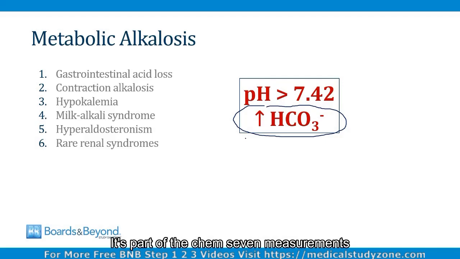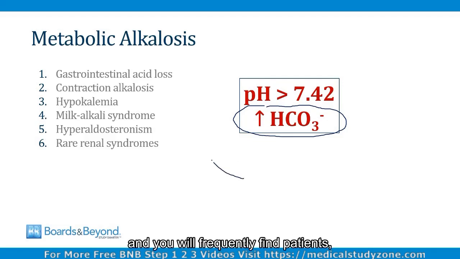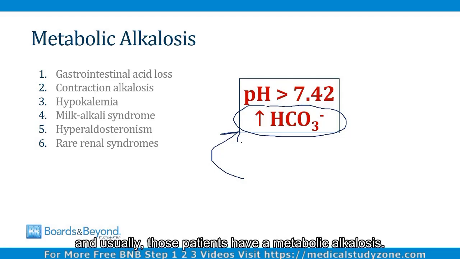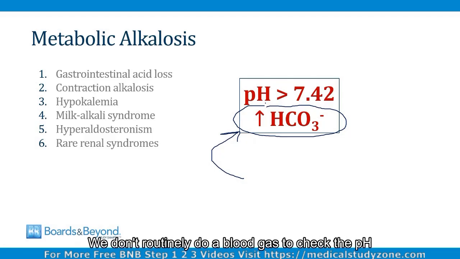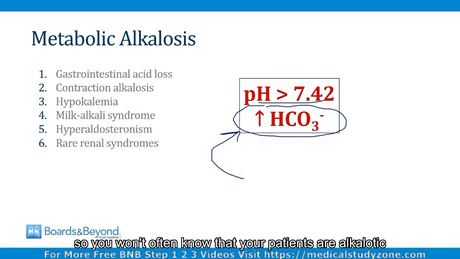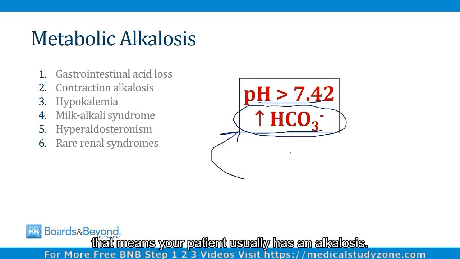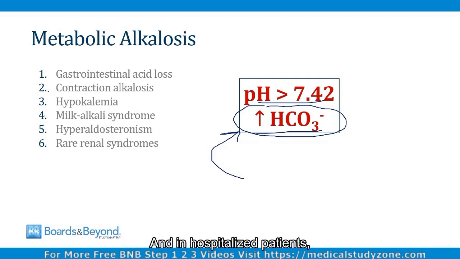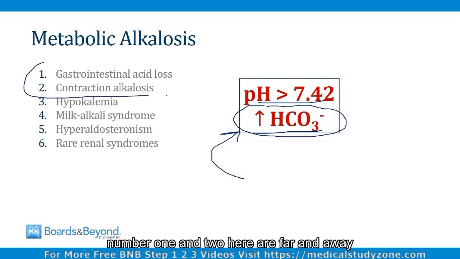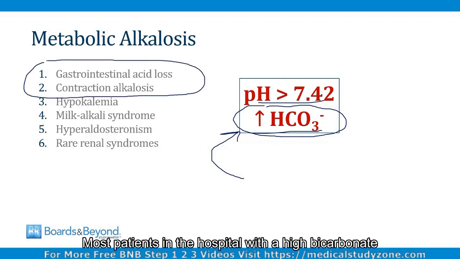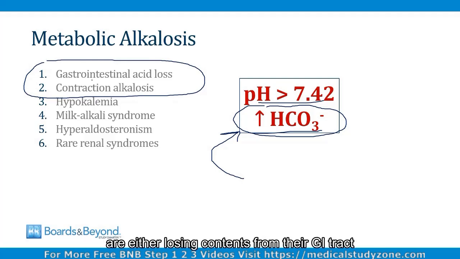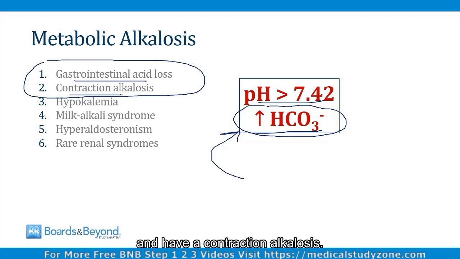It's part of the Chem7 measurements that include sodium and potassium. So this is measured almost every day in patients in the hospital, and you will frequently find patients where the bicarb is high, and usually those patients have a metabolic alkalosis. We don't routinely do a blood gas to check the pH, so you won't often know that your patients are alkalotic, but when you see that the bicarb is high, that means your patient usually has an alkalosis. And in hospitalized patients, number 1 and 2 here are far and away the most common causes. Most patients in the hospital with a high bicarbonate are either losing contents from their GI tract or they are volume contracted and have a contraction alkalosis.